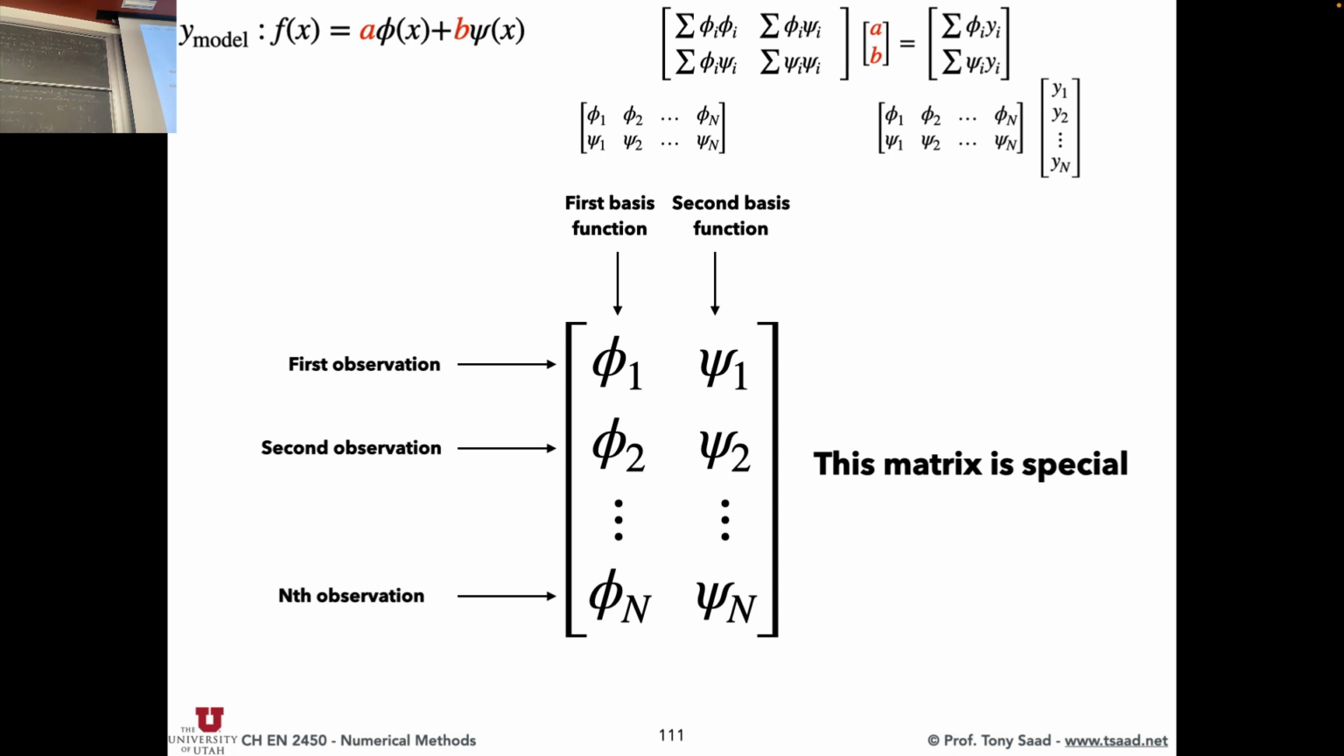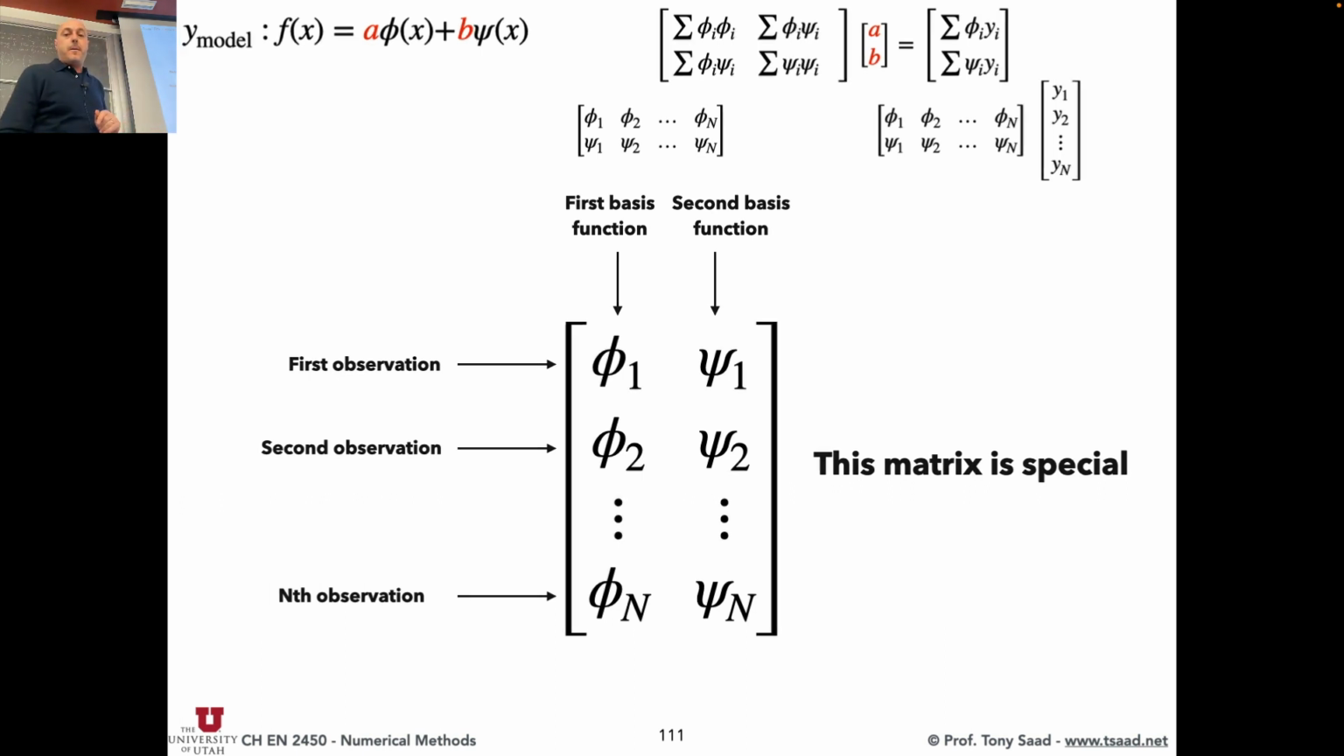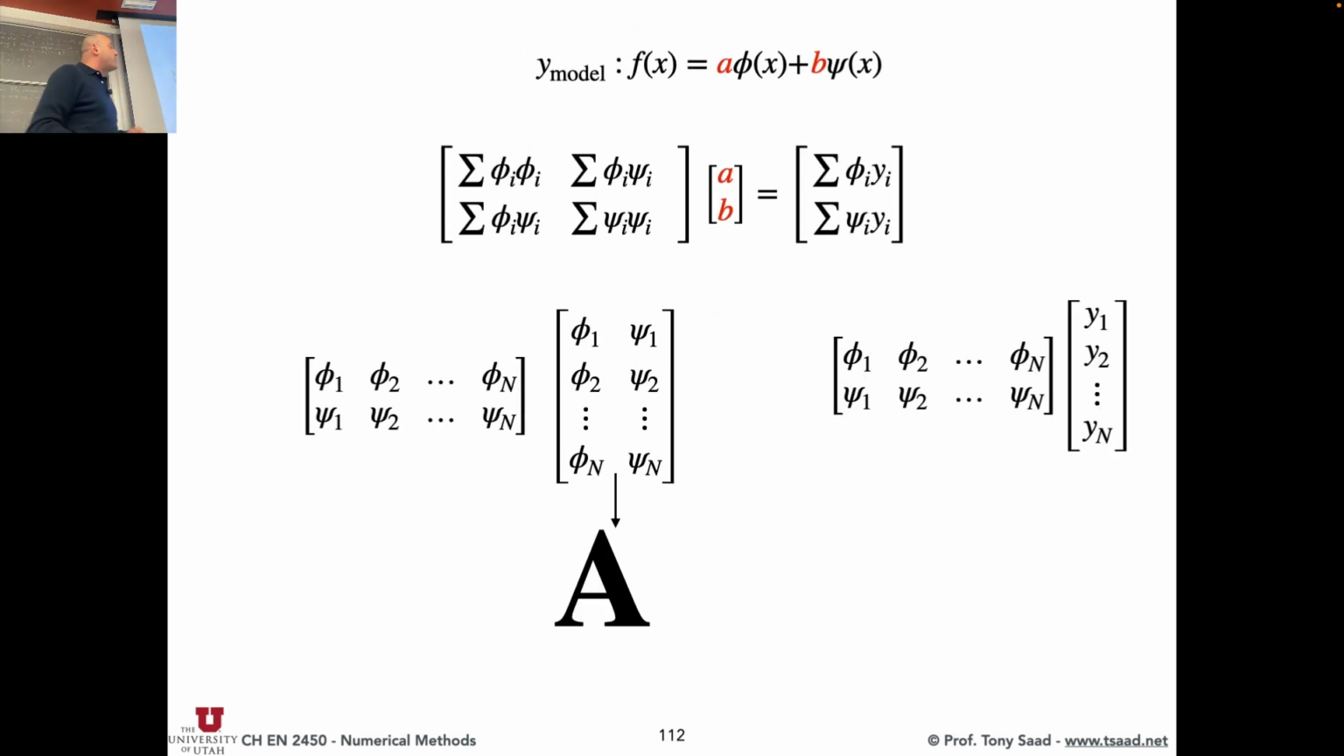It could be exponential, could be cosine. You evaluate it at x1, you evaluate it at x2, you evaluate it at x3, and you put it in this matrix, okay? So this is an n by 2 matrix. This matrix is very special, right? We're going to call this matrix A for lack of imagination. We're going to call it the regression matrix.